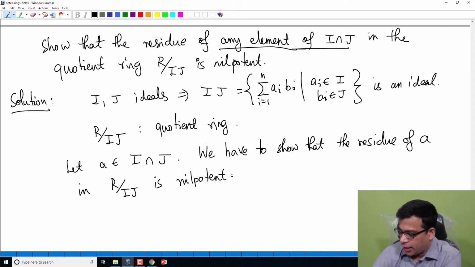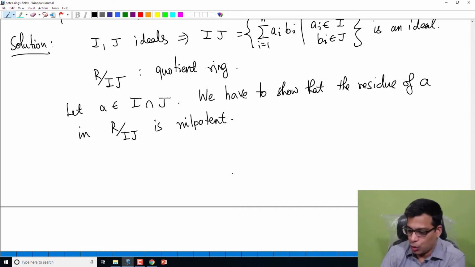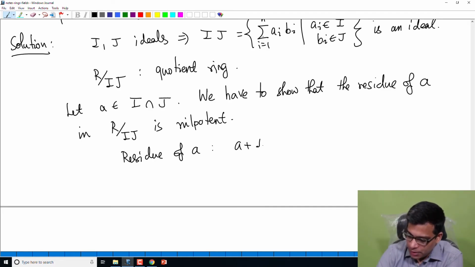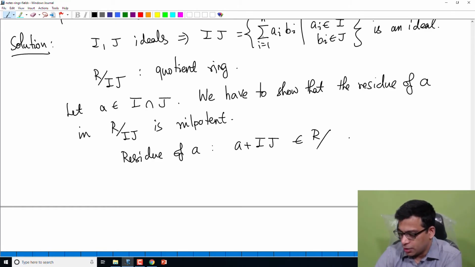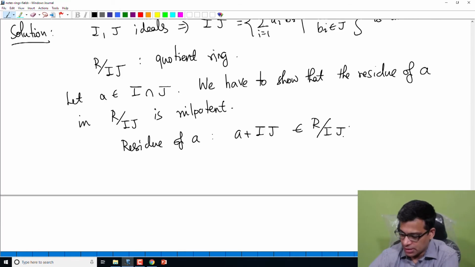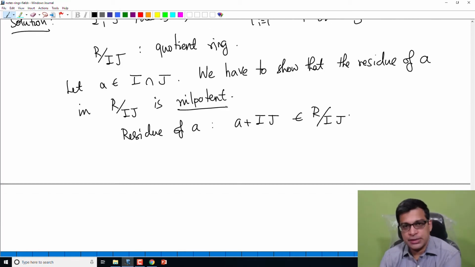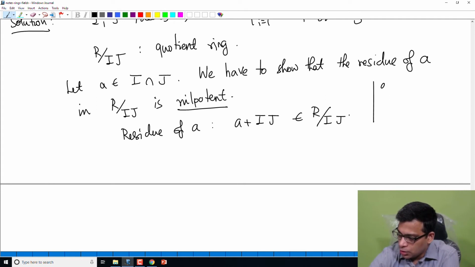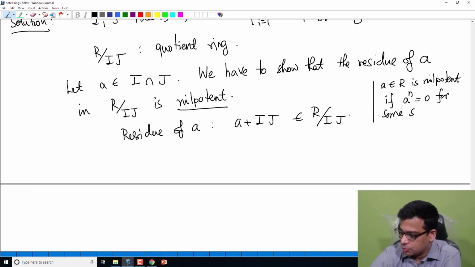Residue is denoted by A bar, but remember it is the coset of A. So the residue of A is A plus IJ, and this is an element of R mod IJ. Remember, the quotient ring as a set consists of all left cosets under the operation of addition. Finally, what is nilpotent? This is something I defined in a previous video. An element of a ring is called nilpotent if a power n is 0 for some positive integer n.